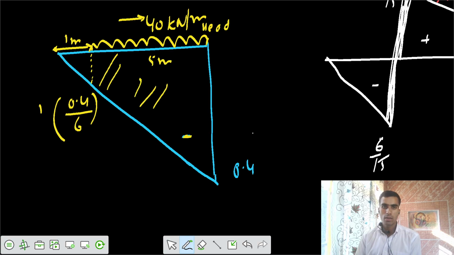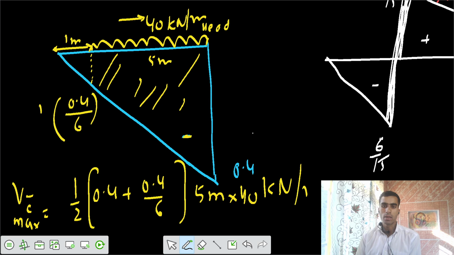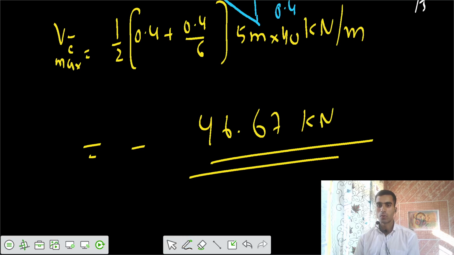And what is the area under the curve? So V negative at C to be maximum, we can write that equals 1 by 2 times parallel sides, and length of 5 meter, intensity of 40 kilonewton per meter. You can have a V negative value of negative 46.67 kilonewton shear force.